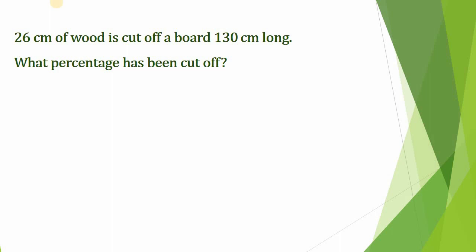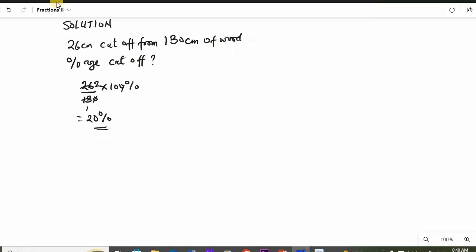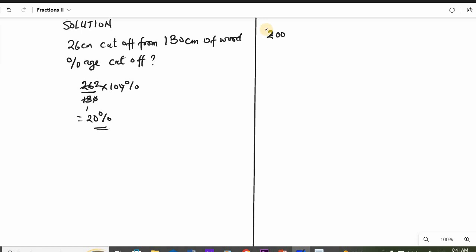Okay, the next question. In a box of 200 oranges, 18 are bad. What percentage is bad and what percentage is good? So I have 2 questions here. Okay, how do we solve this? Okay, just draw our new line here. Okay, from the question we have 200 oranges. Okay, 18 are bad. So we're to find the percentage of bad oranges and to find the percentage of good oranges.